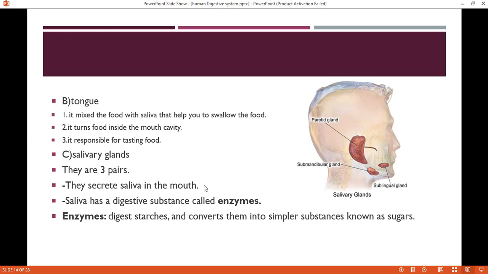How many salivary glands do we have? Here we have 2 pairs and 1 pair here, so we have 3 pairs of salivary glands. The salivary glands secrete saliva. What is the saliva? It's an enzyme. It's considered a digestive substance which converts the starch into sugar. So starch, a complex substance, is converted into a simple form, which is sugar.